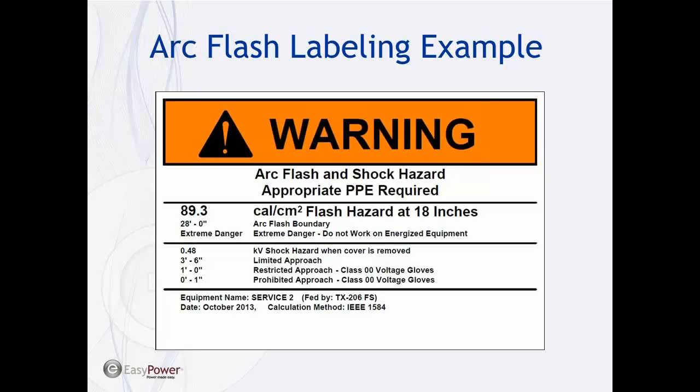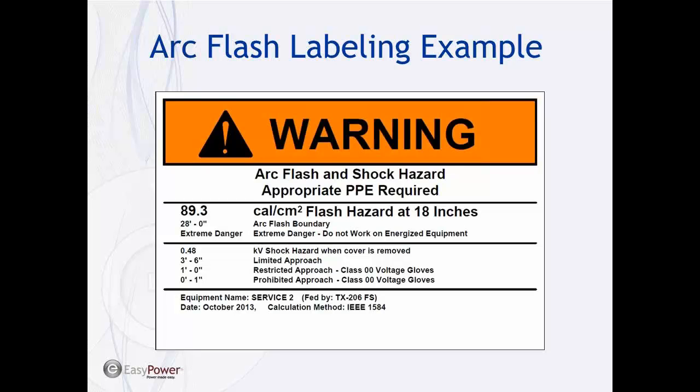But when you get into a maintenance mode setting, there are a lot of different opinions on how this should be labeled. Should we put a label out for normal operation and then another with what it is under maintenance mode? Should we put a label out and then put a note with the maintenance mode incident energy?